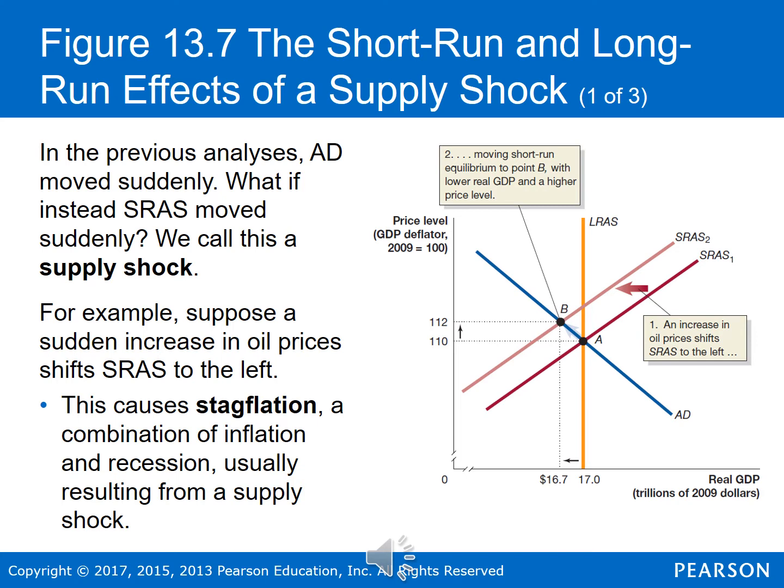So notice at this new equilibrium point, we end up with a price level that's higher, so it's at 112 instead of 110, and real GDP is lower. So this combination, these two negatives of higher inflation but lower real GDP, is called stagflation. And for those of you that remember the 1970s, you'll remember the high unemployment, the low GDP, and the high inflation that went along with this. This is what happens when there's a supply shock, when prices of inputs are increasing.